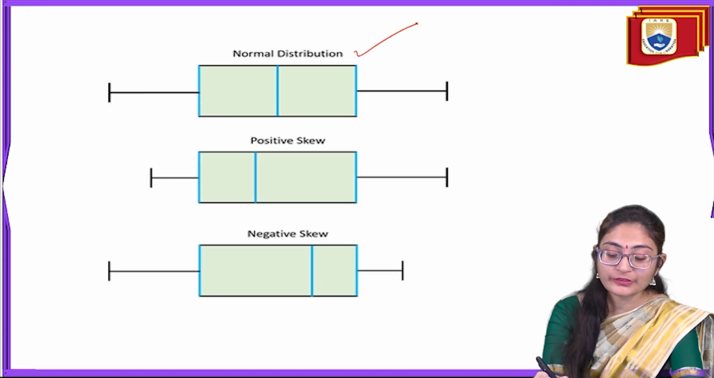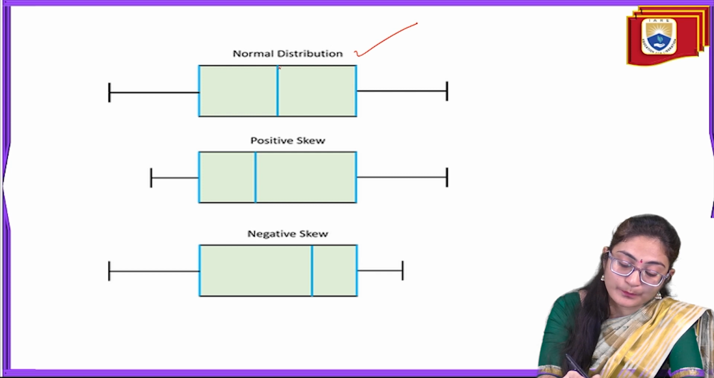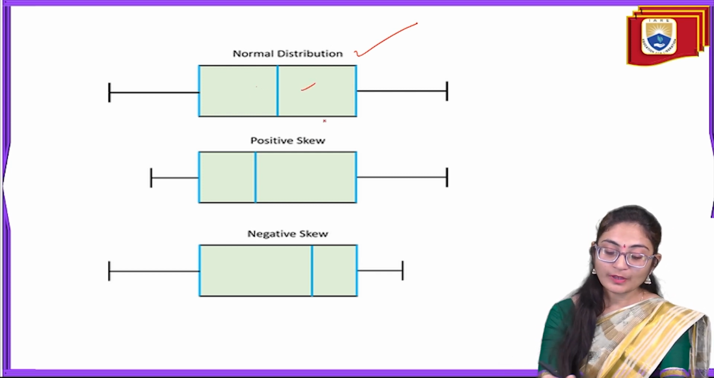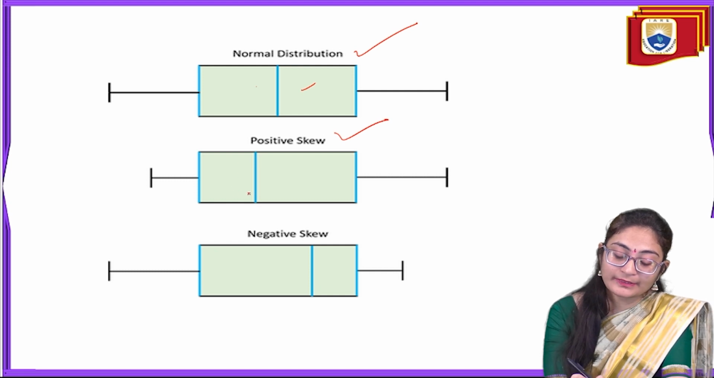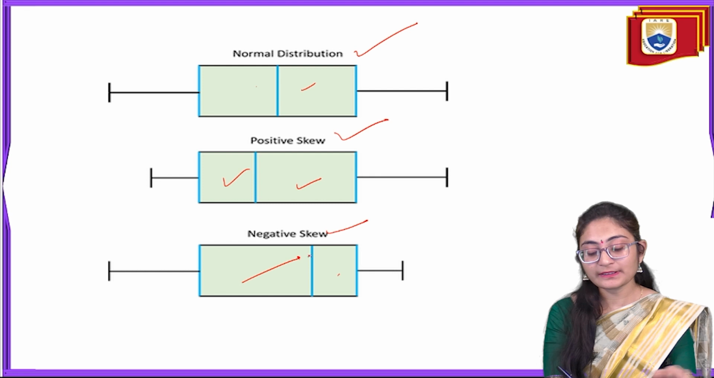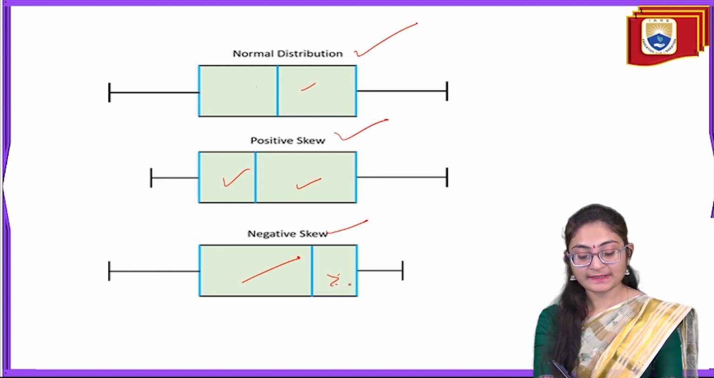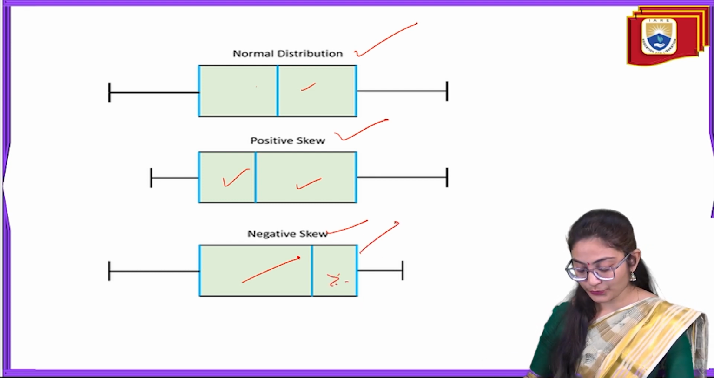This is your normal distribution. See, both whiskers are the same. Positive skew: this whisker is less than this one. Negative skew: this whisker is greater than this. So this is your negative skew.